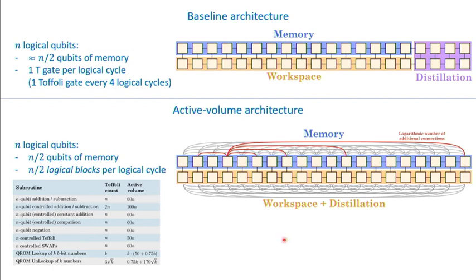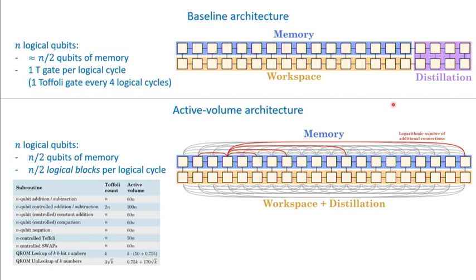A baseline architecture, which is this 2D local connectivity thing, consists of n logical qubits, where roughly half are used for memory, and the other half is workspace to execute logical operations. Each logical qubit here is drawn as a square, but really corresponds to potentially thousands of physical qubits. A few logical qubits are reserved for magic state distillation, but this is only a small fraction in a device with thousands of logical qubits as required for many useful quantum computations.